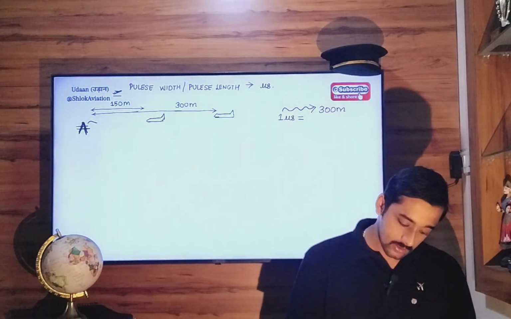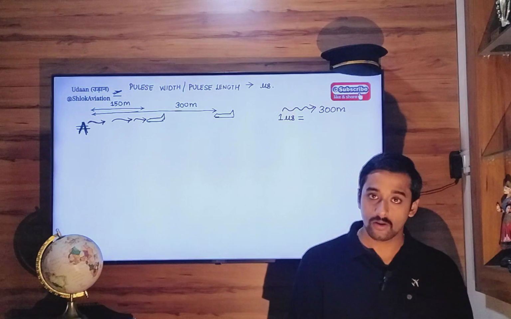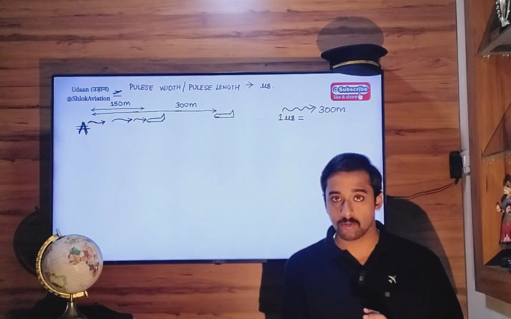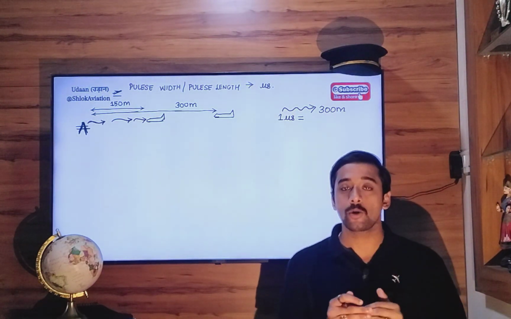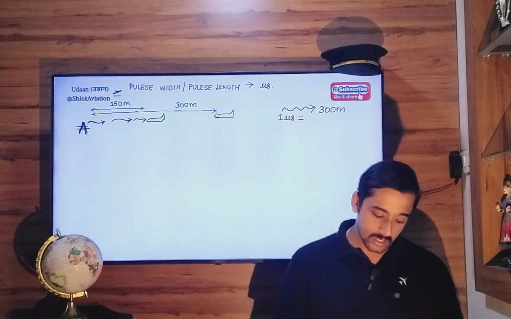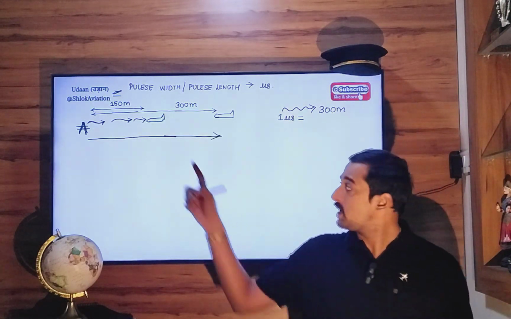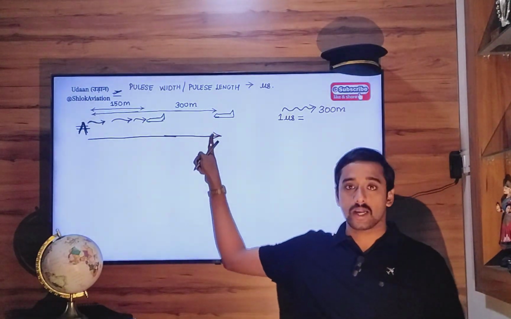Okay, so this is the first pulse that originated from the transmitter. Now this pulse that is going to get originated will be 300 meters long. 300 meter long means this pulse will be this much long, 300 meter up to this target.